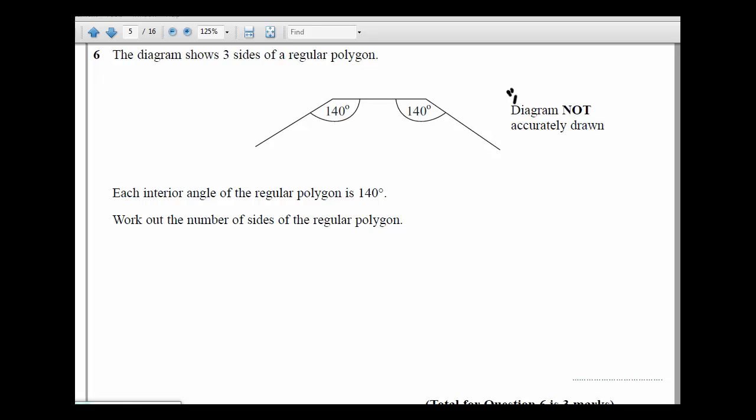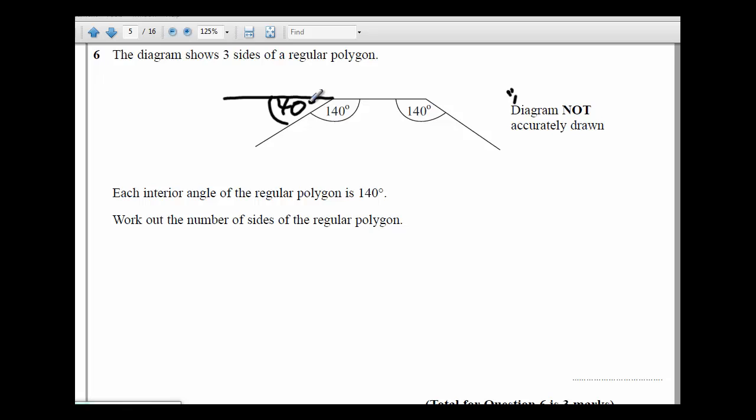Okay, next question then. I want to work out the number of sides of a regular polygon when the interior angle is 140 degrees. When the interior angle is 140, this means that the exterior angle must be 40 degrees, so that if we add these two together we get 180.